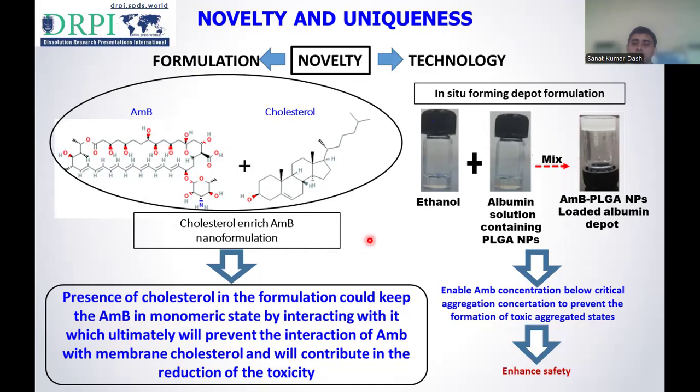After development of the nano formulation, we have dispersed it into the albumin solution, and to this albumin solution we have added ethanol, and by mixing both these phases we have developed the amphotericin B nanoparticle loaded albumin depot formulation. This depot formulation will keep amphotericin B concentration below its critical aggregation concentration, which will prevent the formation of toxic aggregate state and will enhance the safety.